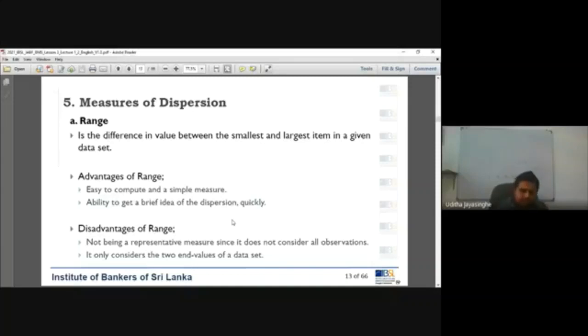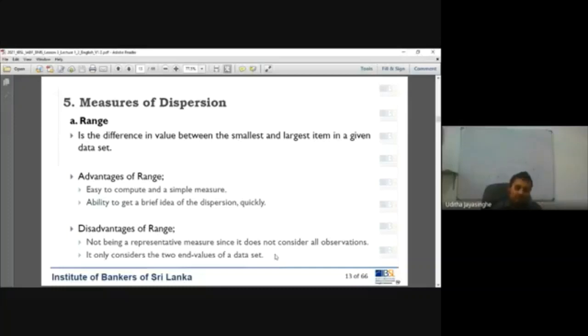Okay. What are the disadvantages? Not being a representative measure. Likewise the mean, it doesn't represent any values of the particular data set. For my bicycle example, what if we calculate the range? I have 175,000 minus 12,500. I may get 162,500, a value like that, which is absolutely not giving me any valuable information. That's just a computed number.